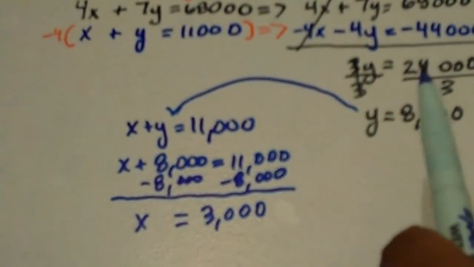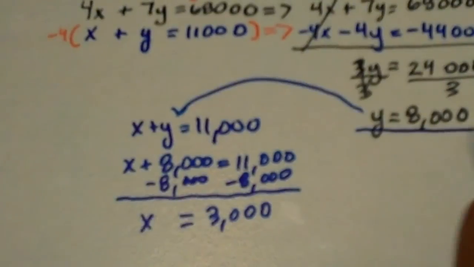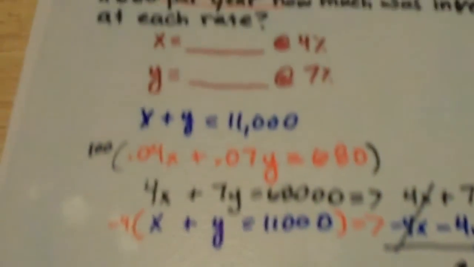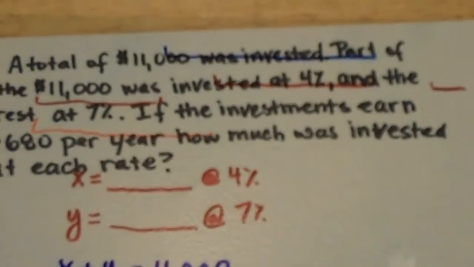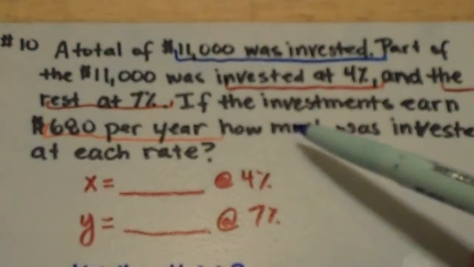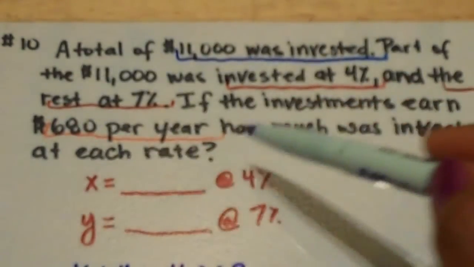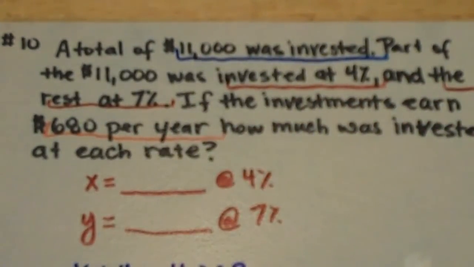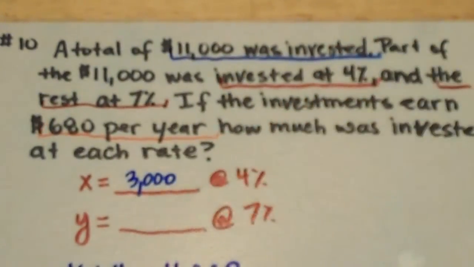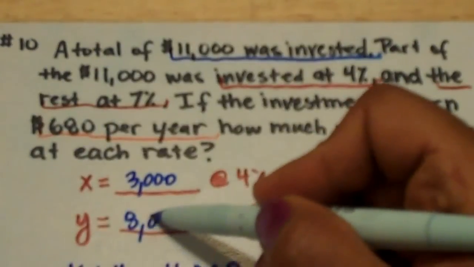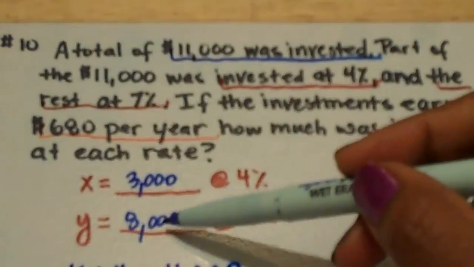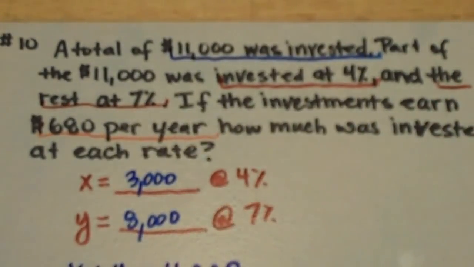So we can use this information, our y equals 8,000 and x equals 3,000, and go back to our original information. Because if you remember, it's not asking just what x and y are, but it's asking how much was invested at each rate. Well, we know that x is equal to 3,000 and y is equal to 8,000. So x is 3,000 at 4% and y is 8,000 at 7%. And we are done.